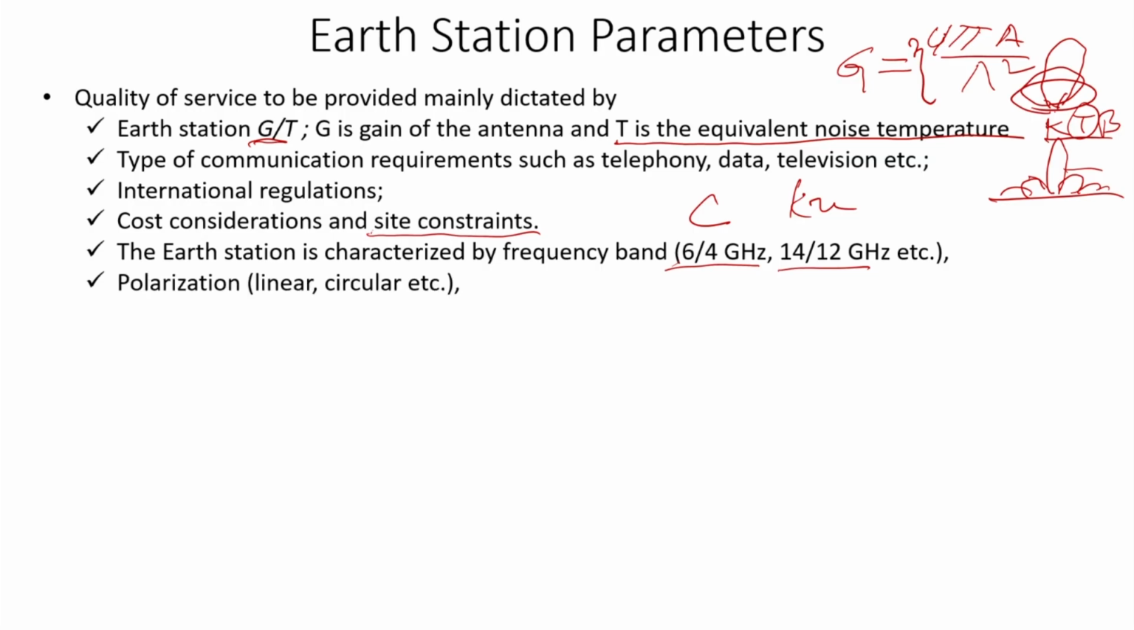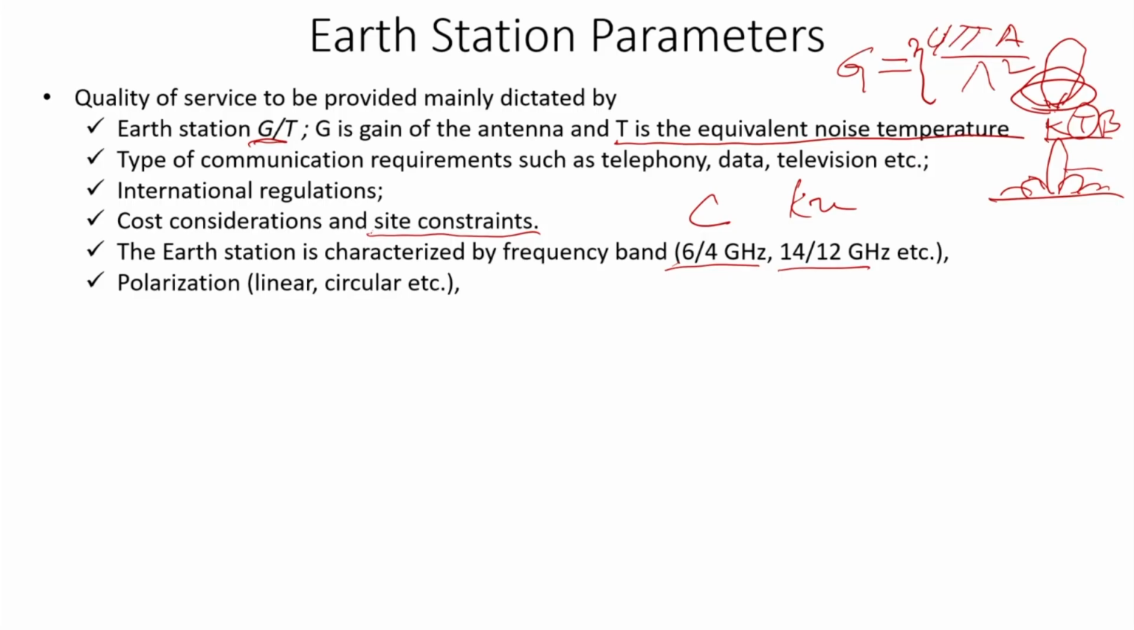Then polarization. Any electromagnetic signal will have a polarization. There are two types of polarization, linear polarization and circular polarization. What is linear polarization? Linear polarization means the tip of the electric vector is oriented in a plane. So linear polarization can be V or it can be H. Whereas circular polarization can be LHCP or RHCP, meaning left hand circular polarization or right hand circular polarization.